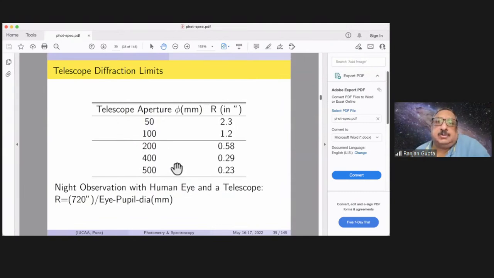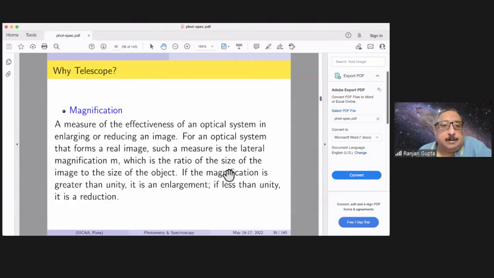So this is the reason why bigger telescopes have problems. The atmosphere doesn't allow. Of course, you can have a telescope on the moon. You will be able to resolve these things. But then launching a big telescope on the moon itself, coming out of gravity, is a big challenge. So let's continue on this line.